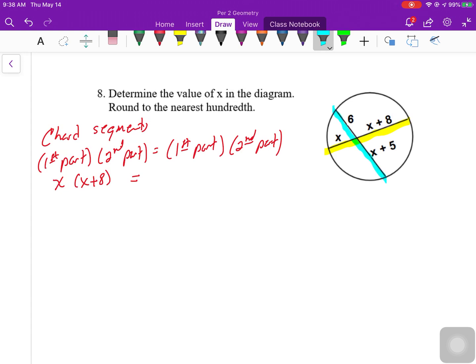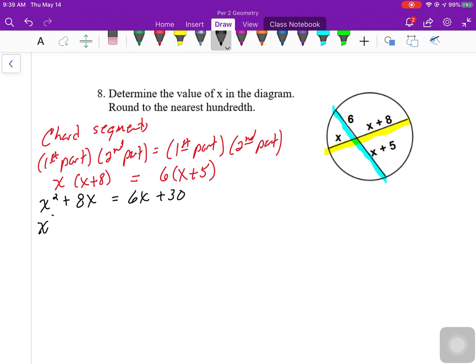So for that one, first part is x, second part x plus 8. For the other chord segment, this one right here, we have a 6 times an x plus 5. Again, take a moment to look at that and see if that does make sense to you. Let's continue the algebra. On the left side, we distribute the x squared plus 8x. On the right side, we distribute the 6x plus 30.